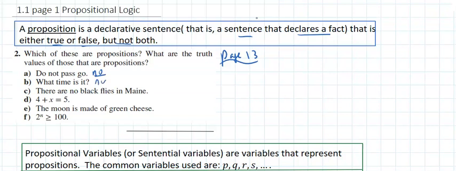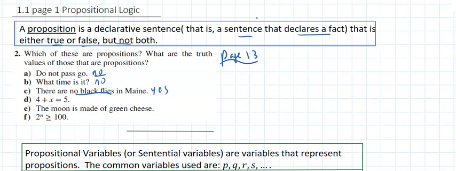What time is it? That's also not a proposition. It doesn't list any facts. That is a question. There are no black flies in Maine. Well, that is a proposition. It lists a fact. The fact is that there are no black flies in Maine, but I don't know if it's true or not. If there are black flies in Maine, then it is false. If there aren't, then it is true. So I'm not sure whether there are black flies in Maine or not.